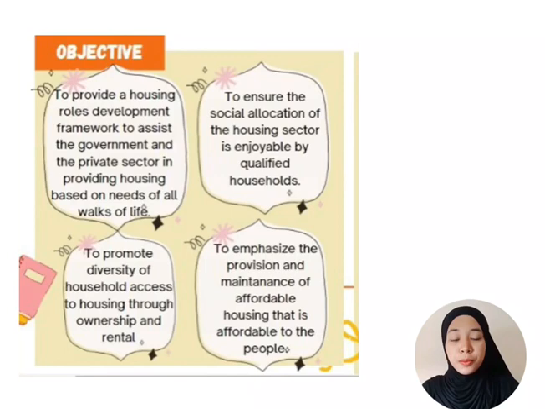The National Housing Policy has 4 objectives. First, to provide a housing development framework to assist the government and the private sector in providing housing based on the needs of all walks of life. Second, to promote diversity of household access to housing through ownership and rental. Third, to ensure the social allocation of the housing sector is enjoyable by qualified households. Lastly, to emphasize the provision and maintenance of housing that is affordable to the people.